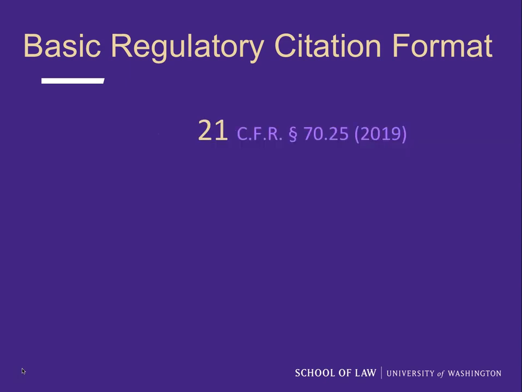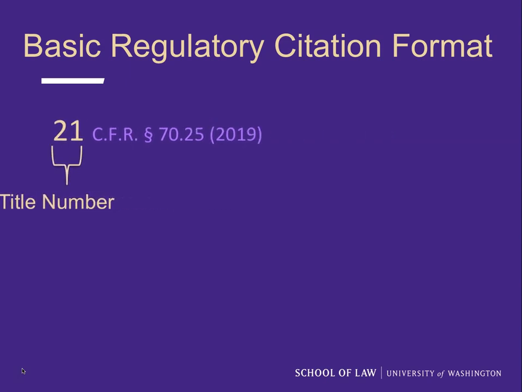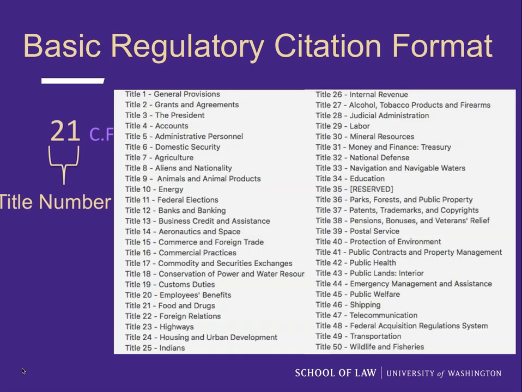The first number listed is the title number. U.S. federal regulatory law is compiled into what is called the Code of Federal Regulations, called the CFR for short. The CFR is organized into topical categories called titles. Here is a listing of all of the titles of the Code of Federal Regulations. As you can see, Title 21 deals with food and drugs.